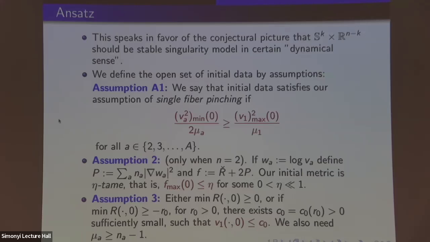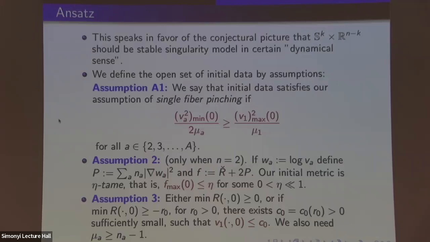This will ensure, as you will see later, that the only fiber which will pinch is the first fiber. The first fiber will pinch while the others will not. So when you blow up, the other fibers F2 up to Fa will give you R^k factors in the blow-up limit. That's why it's called single fiber pinching: it makes sure that the first fiber shrinks before the others do, and that's when the singularity happens.